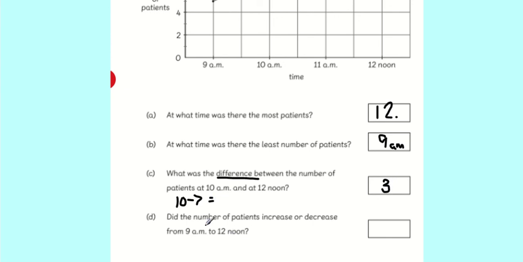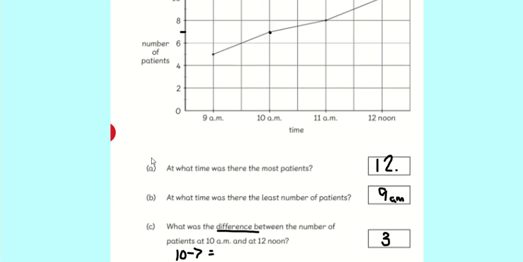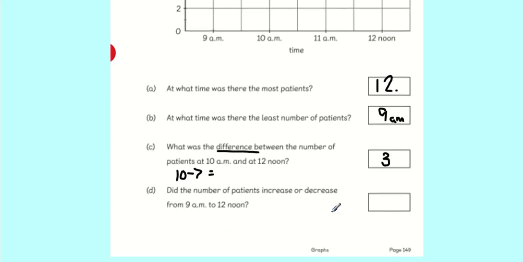Did the number of patients increase or decrease from 9 AM to 12 noon? So let's look at it. Our line is going up, which means the number of patients is going up, and when something is going up, it is increasing. Put increasing for that. Okay, well done.